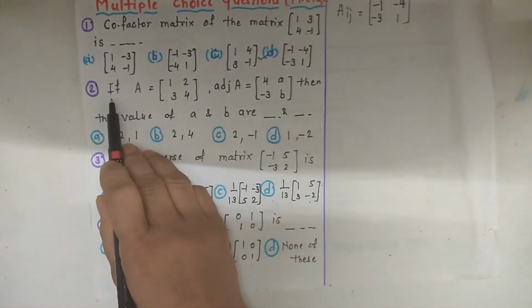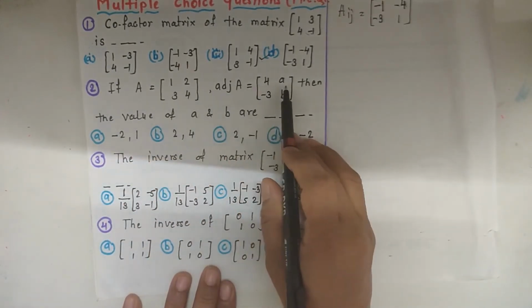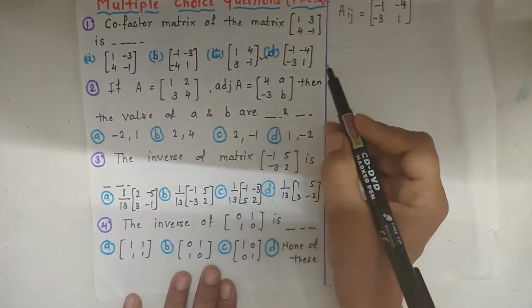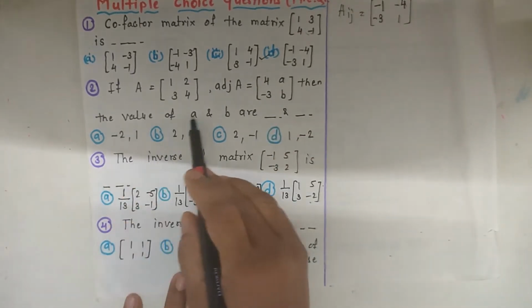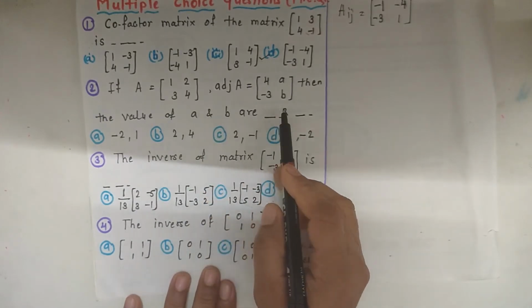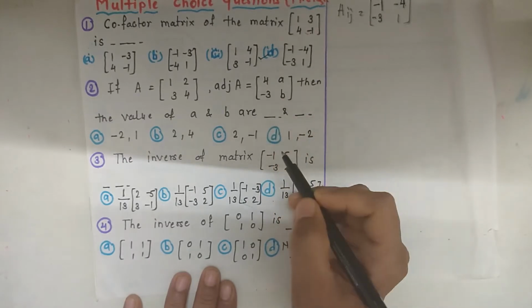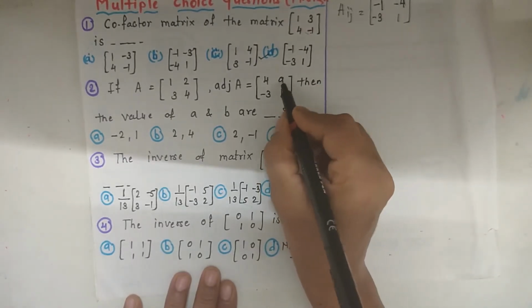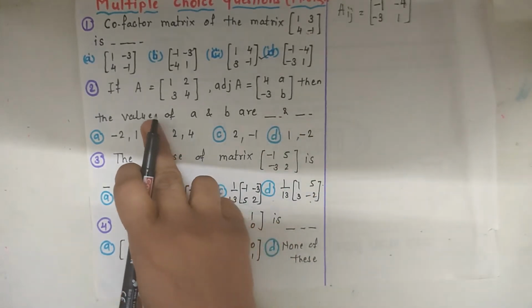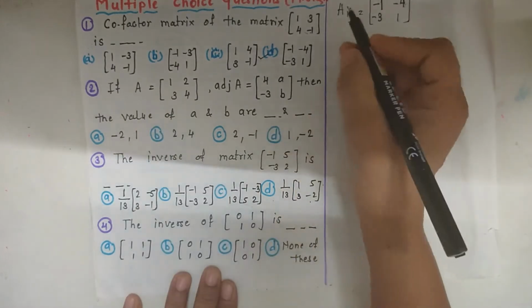Now the second MCQ is, if A is a matrix and the adjoint of A is also a matrix with elements 4, a, -3 and b, then the values of a and b are. Now here elements a and b are variables, so we have to find out the values of a and b. So first find the value of adjoint of A.